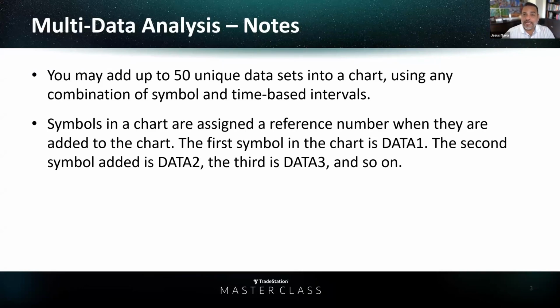The data numbers are assigned in the order in which the symbols were added to the chart. So the first symbol that starts the chart is going to be data 1, and as you start adding symbols to it, they're going to be assigned data 2, data 3, and data 4. And that number that is assigned to the symbol doesn't change. If you want to do any shifting around, you would have to remove the symbol and add it again, and then make a note of the new data number that's assigned to it. But this happens automatically as you create multi-data charts. We're going to pull up different examples on the TradeStation desktop so that you can get an understanding of what a multi-data chart is.